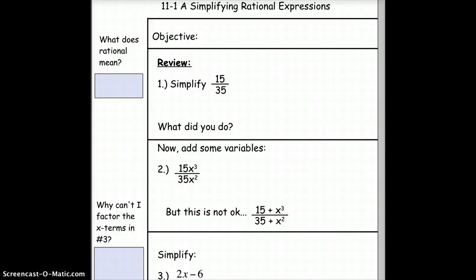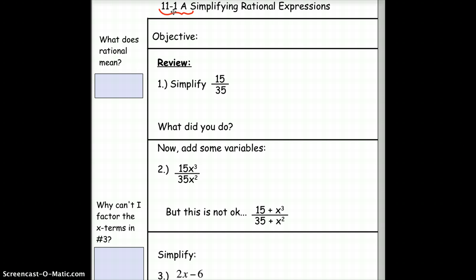So you should have your note packet out to 11.1a on simplifying rational expressions. So Miss Shiro will wait till every single person has their note packet out, and then we'll get the notes taken care of. Our objective in this section is to be able to simplify, which means get it as far down as possible, rational expressions.